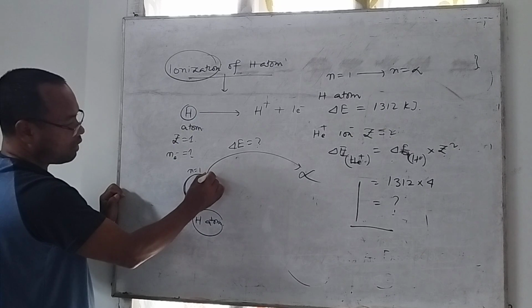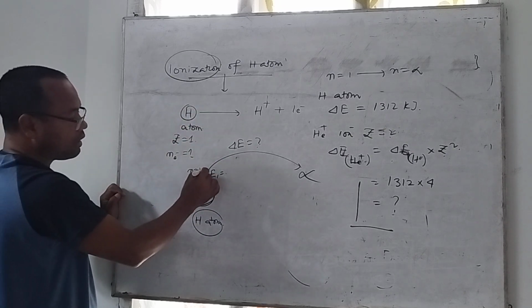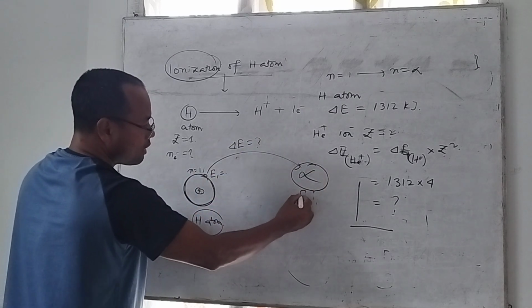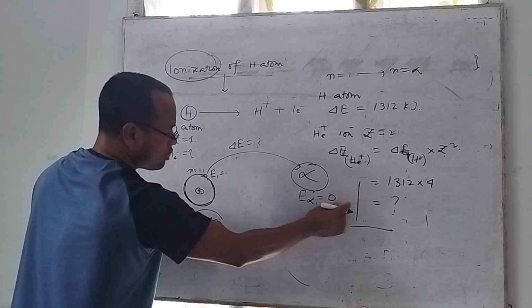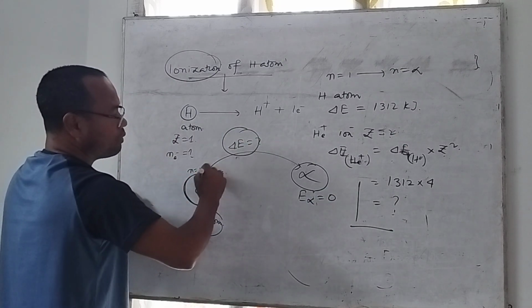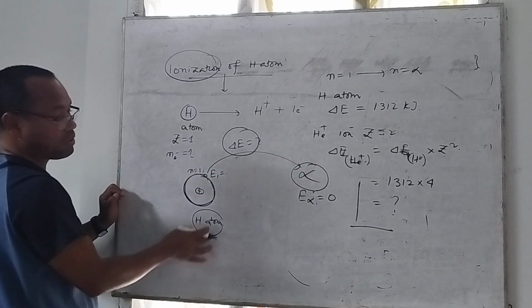This is the first orbit. How much energy is here? We know how to calculate. The electron goes somewhere at infinity, right? What is the energy at infinity? That was 0. Then how much energy is required to remove the electron from n equals 1 to infinity? It's already calculated.